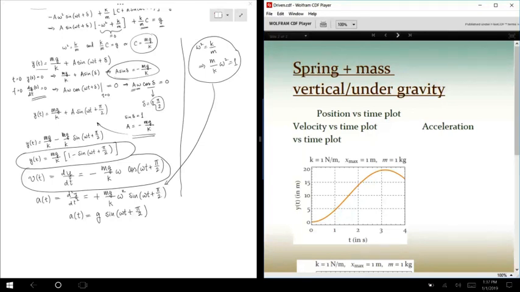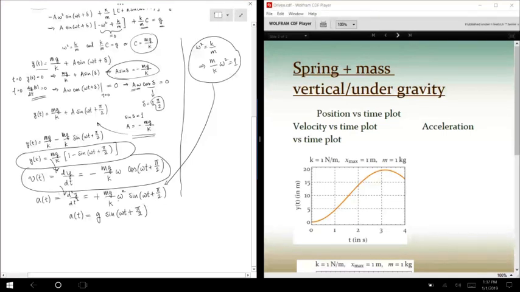So what we can do is take y of t and take a single time derivative. So dy/dt equals the velocity of the block as a function of time. If I take a single time derivative, I get negative mg over k times omega cosine omega t plus pi over 2. If I take two time derivatives, that will give me d2y/dt2, which is the acceleration of the block. So that ends up being mg over k times omega squared sine omega t plus pi over 2.